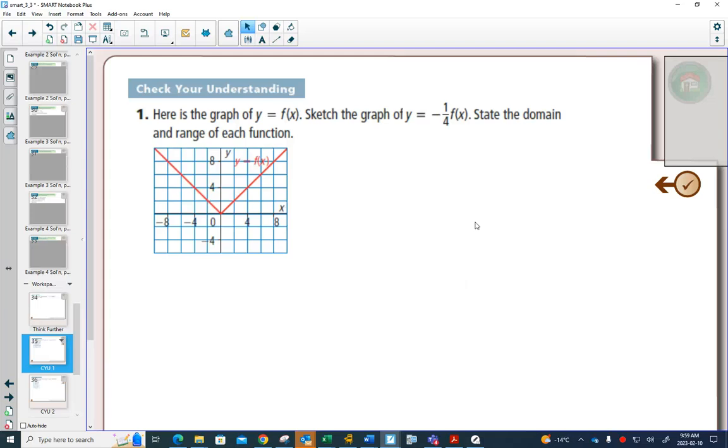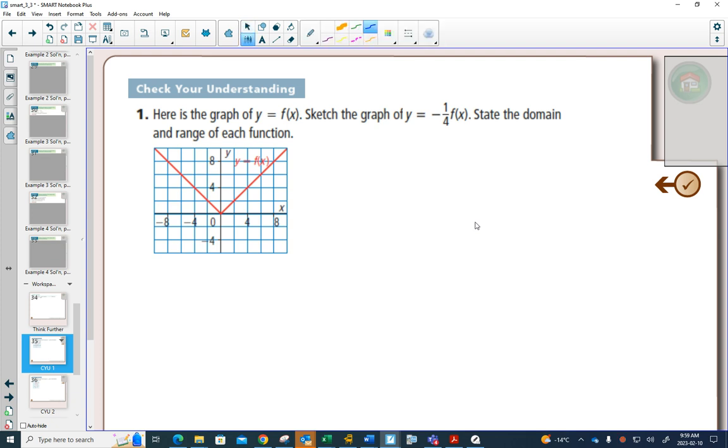So let's go to example 1. Do you recognize the graph? They just tell us f of x, but do you recognize that that was one of our colored paper ones? This is the absolute value of x. So it says here's the graph of y equals f of x. Sketch the graph of y equals negative 1/4 f of x.